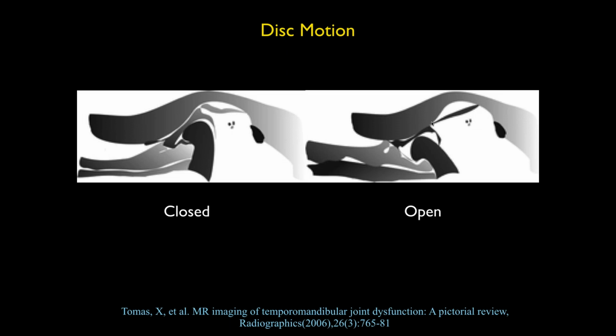And we often don't see these retrodiscal attachments very well, but you can see where they should be lax in the closed mouth position and taut in the open mouth position. And a lot of the pathology we'll be seeing will be tears of these attachments, but we often can't see the actual tear in the attachment. We infer it by the abnormal displacement of the disc.